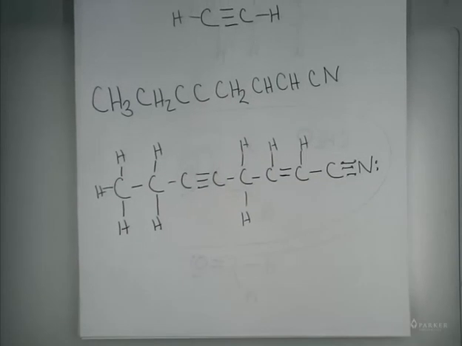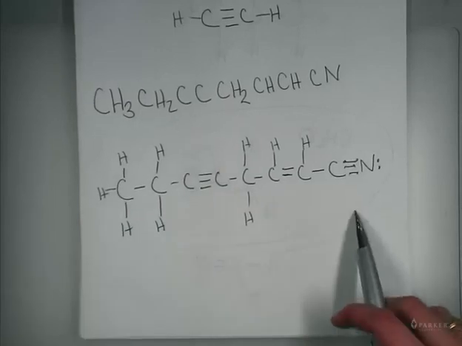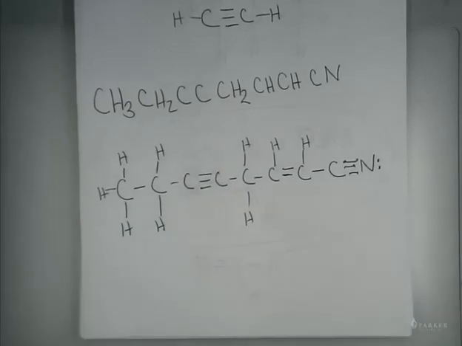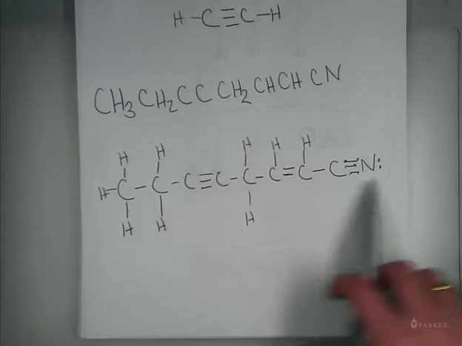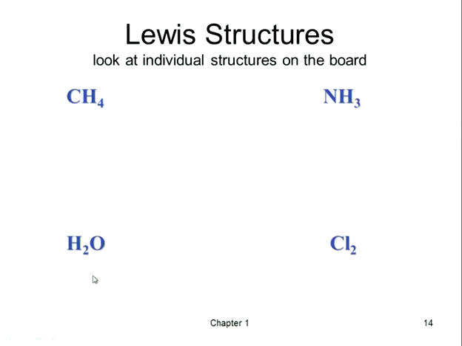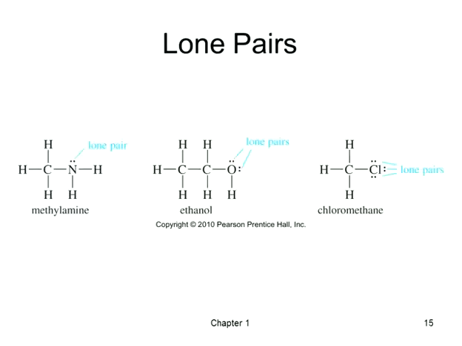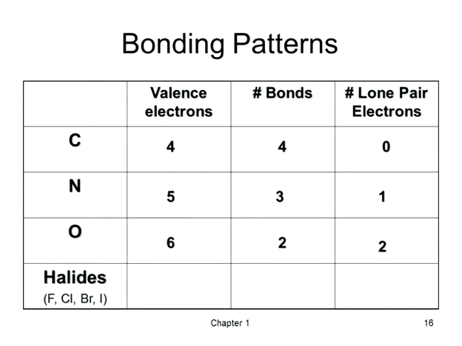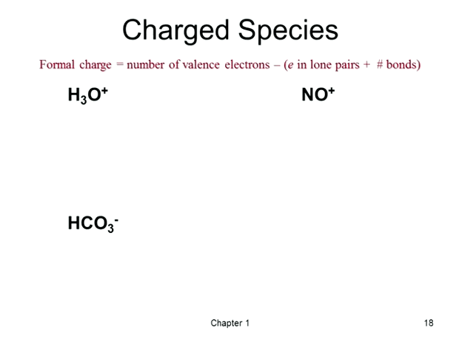So if I have something on the exam, if I make you do a Lewis dot structure, it's going to be closer to this, because that's really what you see in organic chemistry, these long chains like this. Okay, don't worry about bonding patterns. You can look at that if you want, but it's just more memorization. It doesn't really matter. Okay, charged species.